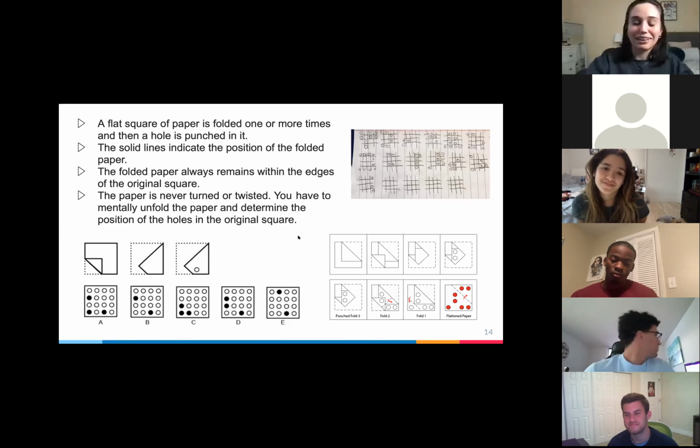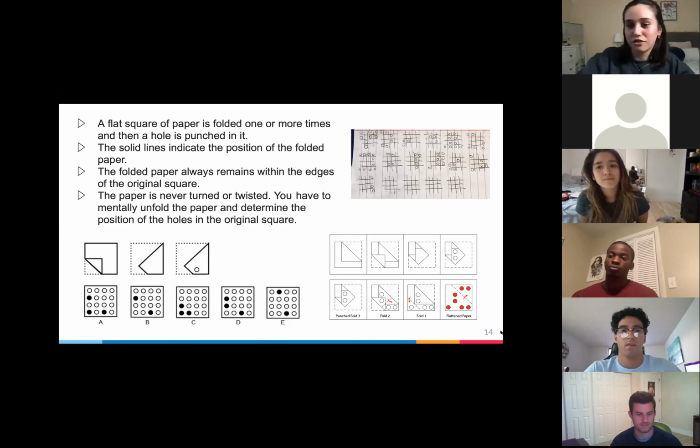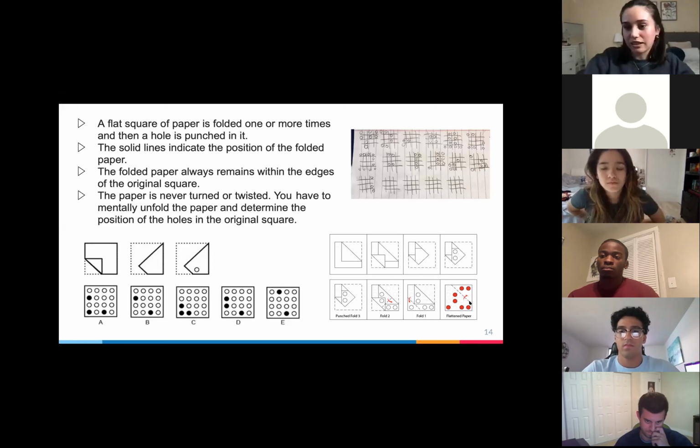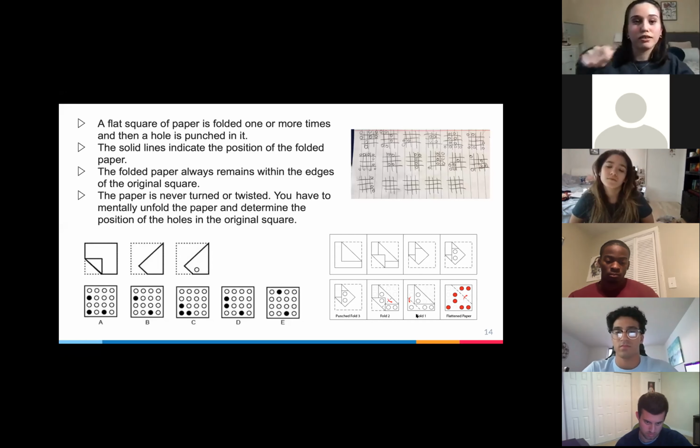This is really hard to explain, you guys, with words. But once you do it, I promise you, this is one of the easiest sections. And this is literally what you're doing. You start to unfold it. And you see, this is exactly what I would draw with my pen, these little dash lines, just to know where I unfolded the paper and keep track of that. And yeah, it's a pretty straightforward section.